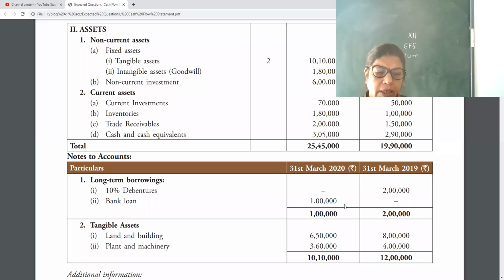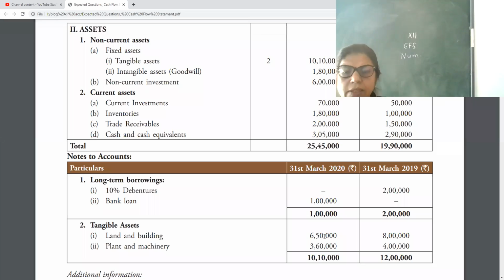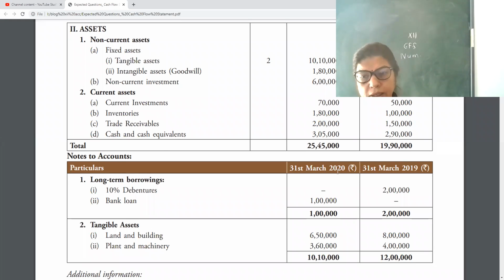Now see, tangible assets also in the second point. Previous year land and buildings value is 8 lakh. Now in the current year it is 6 lakh 50,000. It is reducing. And in plant and machinery, previous year it was 4 lakh, now it is 3 lakh 60,000. It means it is also reducing. We compare the previous year and current.